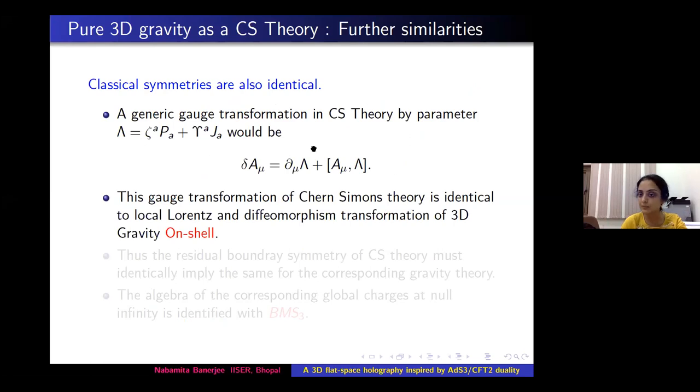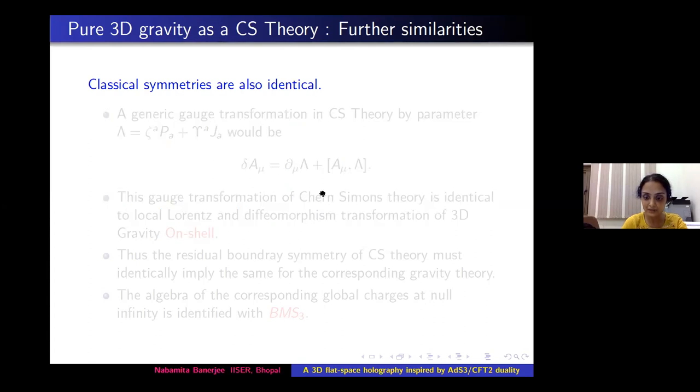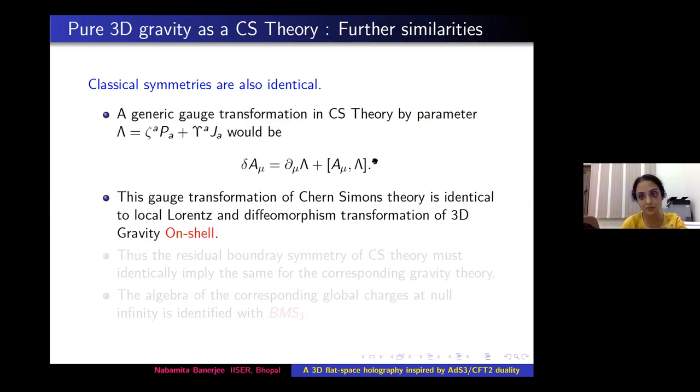And the gauge transformation will just simply look like this. So the transformation of A would just be this quantity. This is just the gauge transformation rule. And what you can show is that this gauge transformation of the Chern-Simons theory is exactly identical to local Lorentz and diffeomorphism transformations of 3D gravity on shell. Okay? By that, what I mean is the following. If you do this and rewrite A in terms of E and omega and try to understand what this transformation would mean for E and omega, you will see that once you are imposing the equations of motion, they are exactly the transformations of E and omega under Lorentz and diffeomorphism. Okay, so not only the actions are the same, but even the classical symmetries are the same.